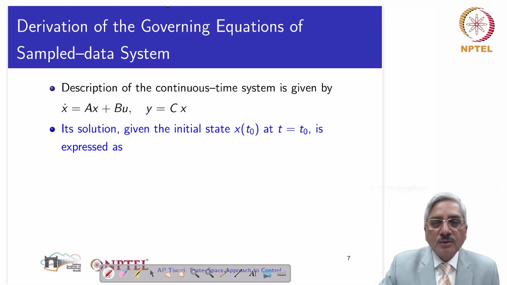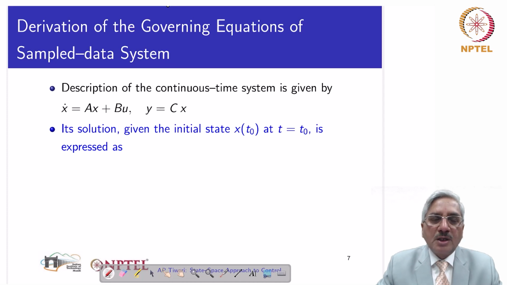And we are first going to derive the mathematical model for the situation when a continuous time system is sampled at a rate 1 by T per second. What will be its description that we are going to obtain? Of course, it was written in one of the previous slides, but we are going to derive it. There is a simple derivation.